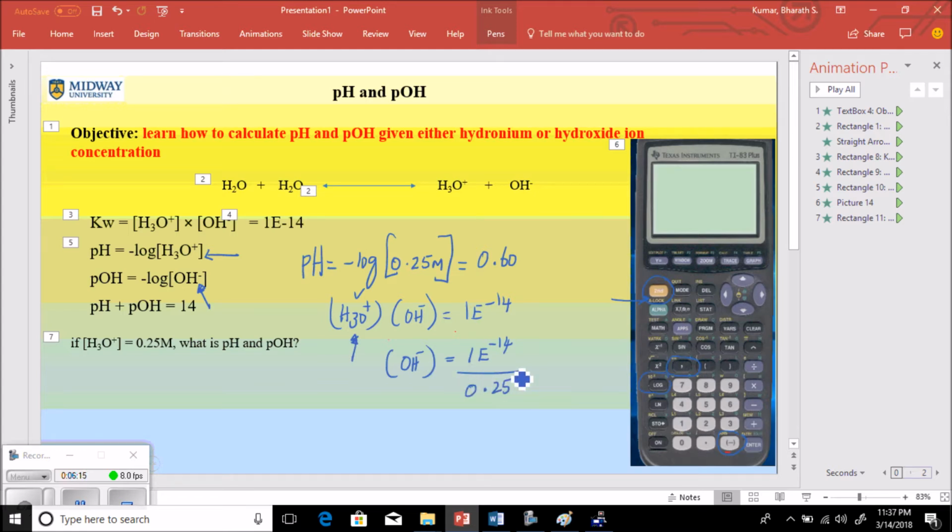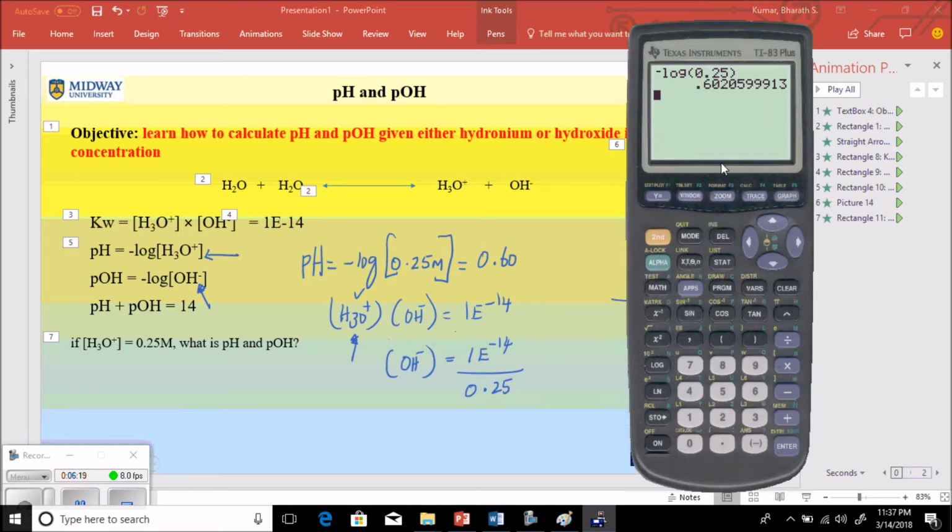Now how do we actually solve this on your calculator? Let's bring the calculator back up. To enter the 1e to the negative 14, hit 1, hit second, and then the comma button, which is the double E, and then hit this negative, 14, divided by 0.25.